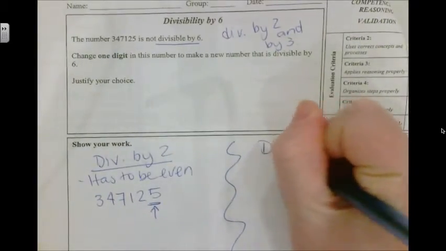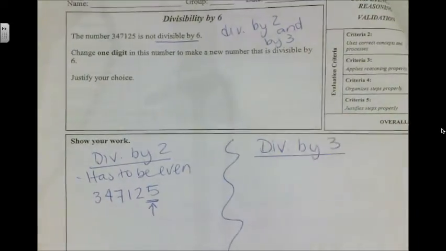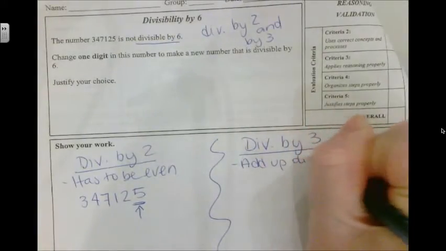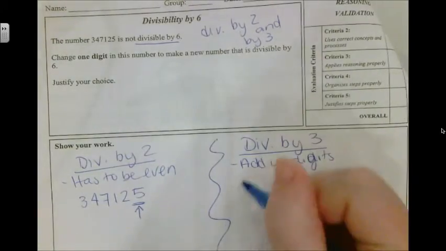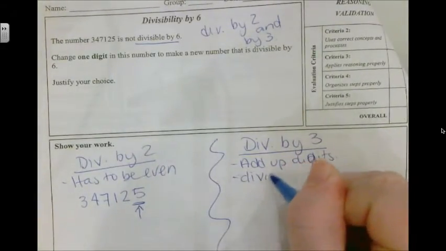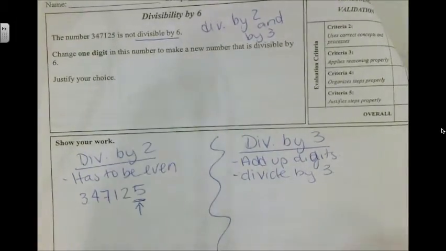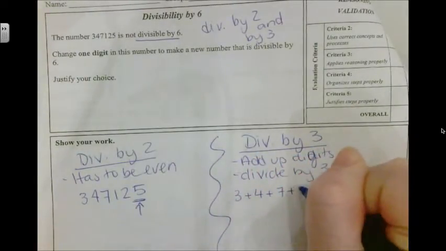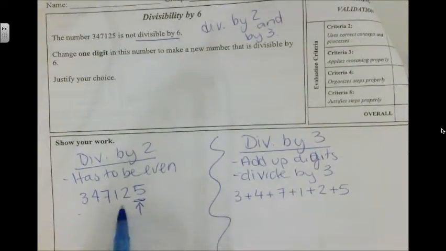It also has to be divisible by 3. For divisible by 3, we're going to add up the digits and see if we can divide that number by 3. So you take the digits from your number: 3 plus 4 plus 7 plus 1 plus 2 plus 5, all of those digits in that number. We have to see if the outcome from this is divisible by 3.